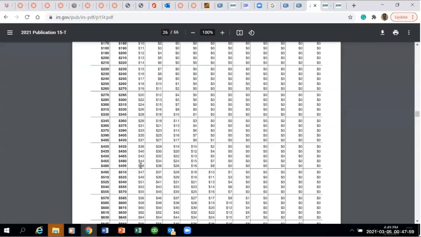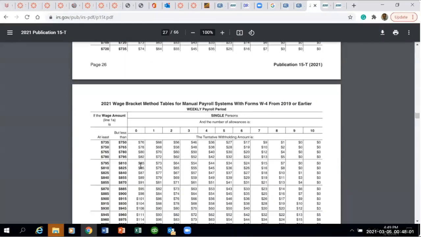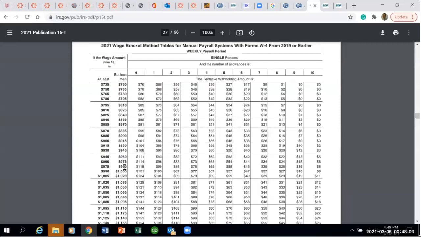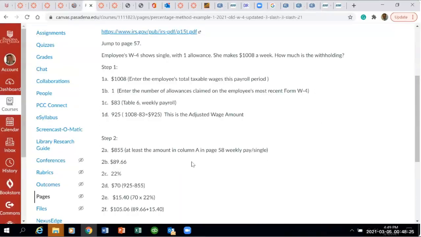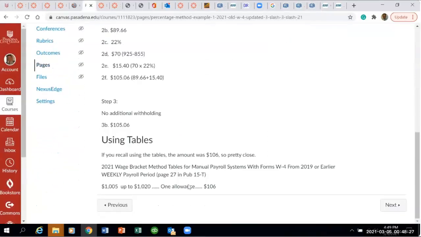Keep going down. Single, weekly, 1,008 here. Okay. With one allowance right there. So it's 106. And there's no additional withholding, so that will be obviously 106. Right there.